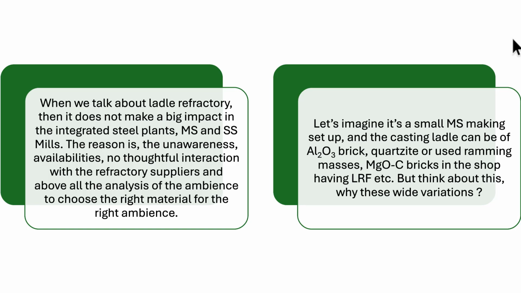Let's imagine it's a small MS making setup, and the casting ladle can be of alumina brick, quartzite or used ramming masses, magnesia carbon bricks in the shop having LRF, etc. But think about this, why these wide variations?